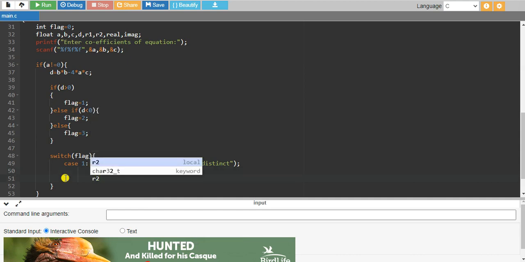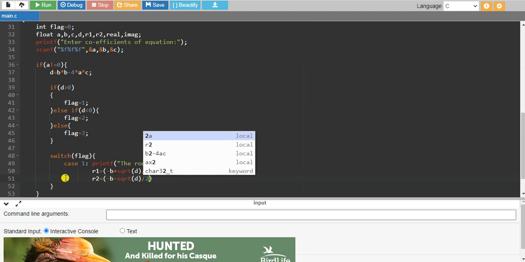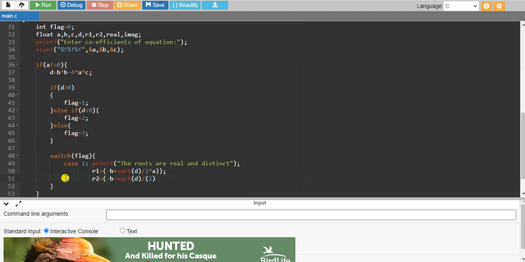Then the second root is minus b minus sqrt of d, square root of d, that is the discriminant, then divided by 2 into a. These are the two roots, real and distinct. Those roots are real but they are distinct.